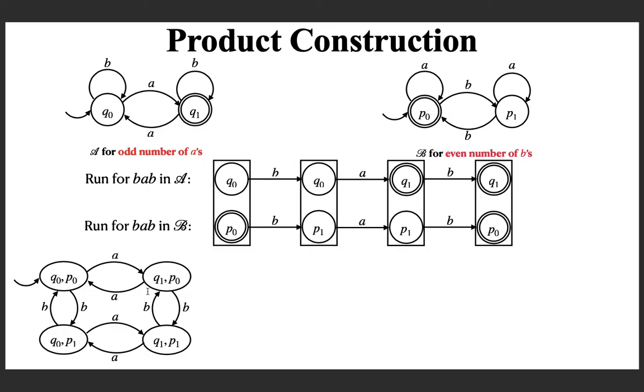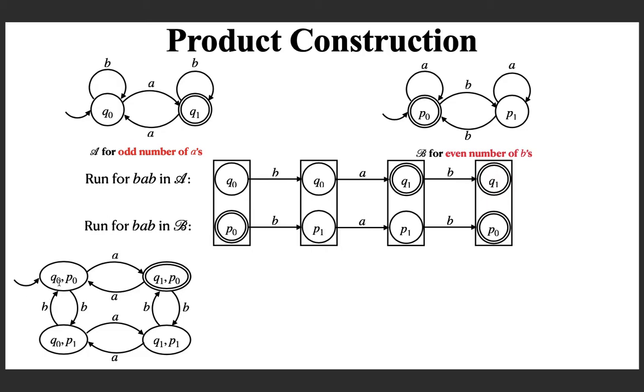Each state in the product automaton is a pair where the first one comes from the first automaton and the second one comes from the second automaton. And in order to accept the intersection of the languages, both must be final states. That is, the first must be a final state from the first automaton and the second must be a final state from the second automaton. If that is the case, then you make that a final state. And here you are getting only one final state.